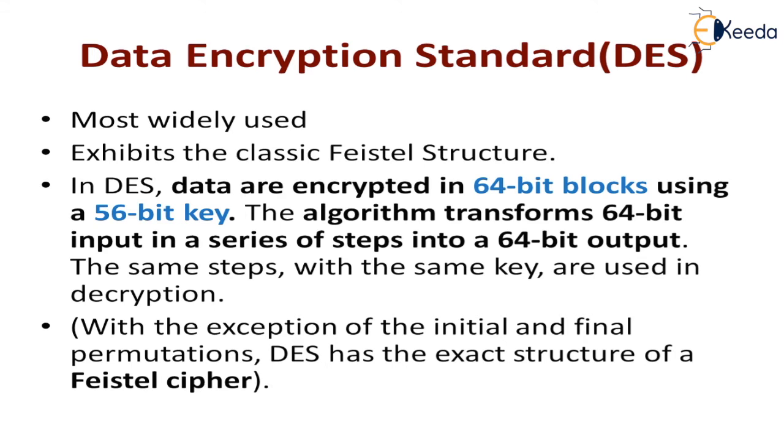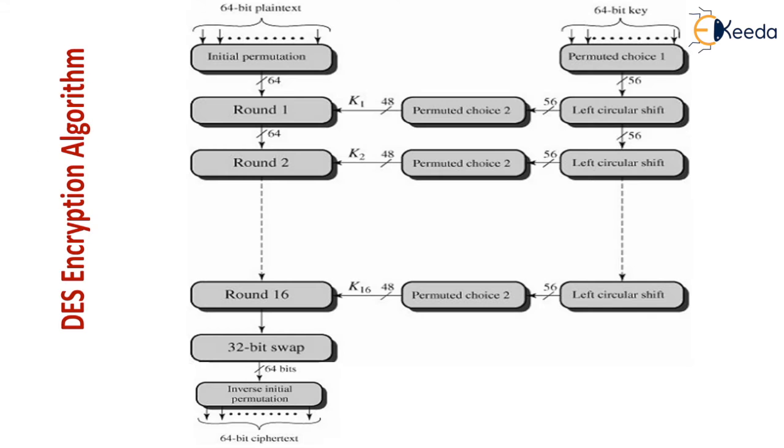The same steps with the same key are used on the decryption side. That means on both sides the same key is used. That's why it is called the most widely used symmetric encryption method. With the exception of the initial and the final permutation, DES has the exact structure of a Feistel cipher. Now, this is the architecture of the DES encryption algorithm. As we have seen, this algorithm is similar to the Feistel structure.